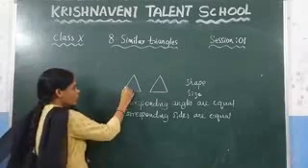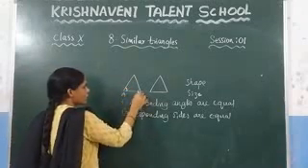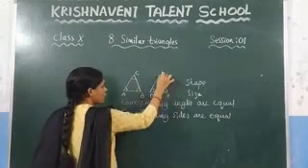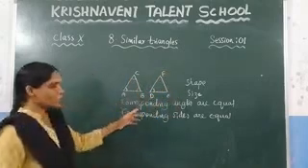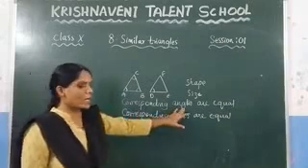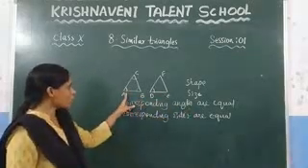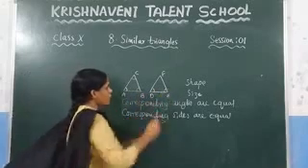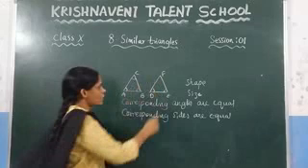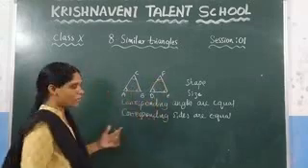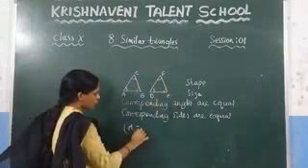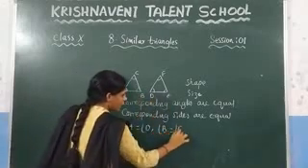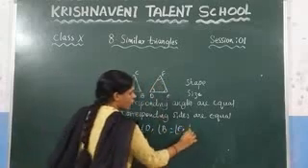That means here, what are the angles? Let us consider this triangle as ABC and this triangle as DEF. When these two figures are congruent, their corresponding angles are equal. The corresponding angle of A is D, the corresponding angle of B is E, and the corresponding angle of C is F. That means these should be equal. So what will be the condition? Angle A is equal to angle D, angle B is equal to angle E, and angle C is equal to angle F.